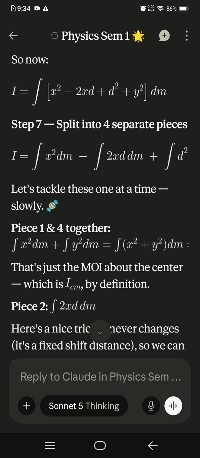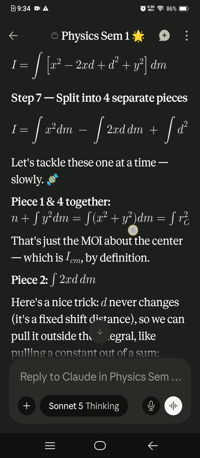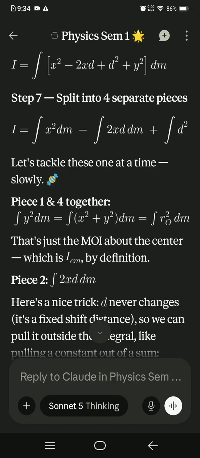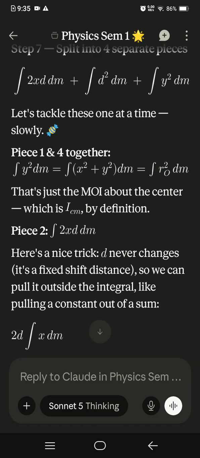Let's tackle these one at a time slowly. So piece 1: x squared plus y squared dm. We write it together. Now x squared plus y squared was r_o squared. That's just the MOI about the center, which is the moment of inertia about the center by definition.